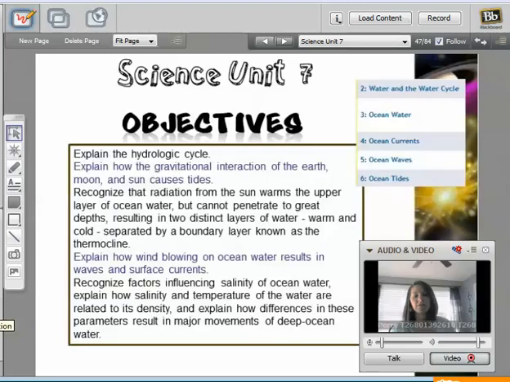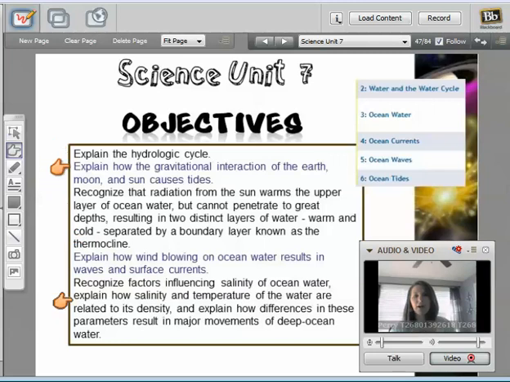Here are the objectives for this unit. For this unit, you want to make sure that you can explain the hydrologic cycle. That is just the water cycle, so make sure that you know all the different parts. Make sure that you know those vocabulary words that go along with the water cycle in this unit.